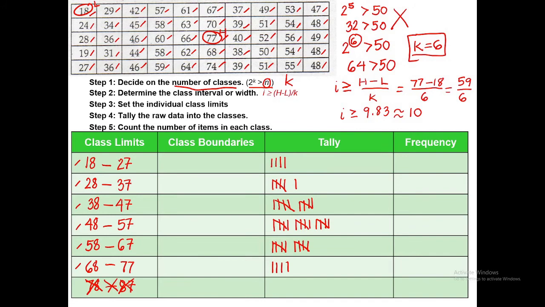Count the number of items. So, the first one that I tallied is how much? 4. The next one, 6. The next one, 10. The next one, 15. The next one, 10. The next one, 4. If you add all of these numbers, how much do we get? Let us check if it is really 50 when you add them all.